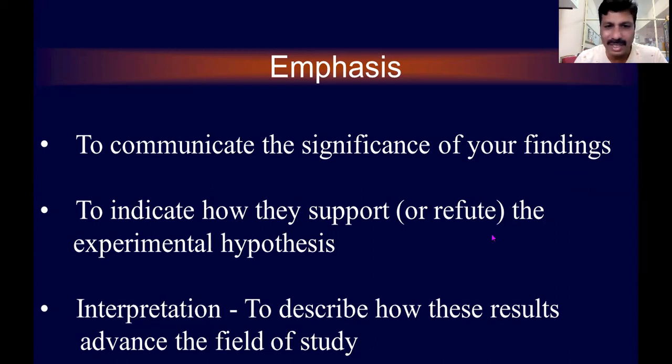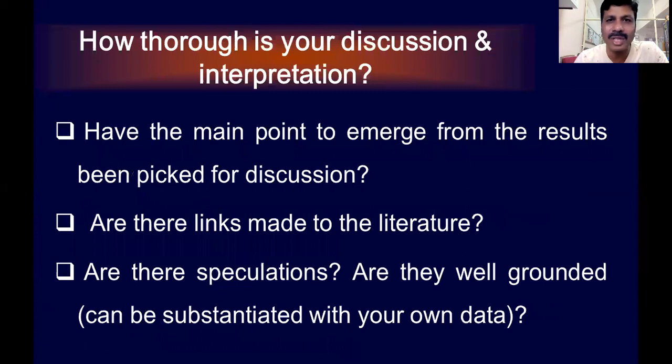Interpretation describes how these results advance the field of study. In each experiment, you will say the reasons for obtaining this type of results, and you will link that with previous publications. How thorough is your discussion and interpretation? Have the main points to emerge from the results been picked for discussion? What are the important things that have really been picked and discussed? Are there links made to the literature? This is very important. Whatever results you obtained, they have to be linked with the previous literature.